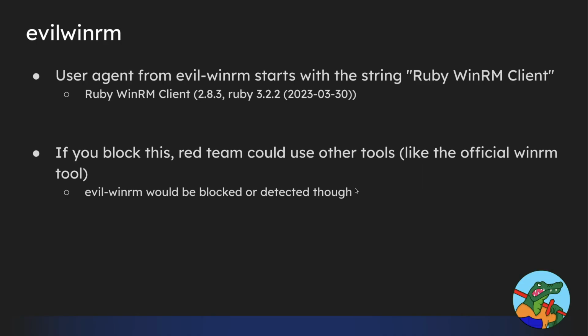Who remembers Evil WinRM? Evil WinRM, or WinRM rather, is something that actually works over HTTP, which means it has a user agent. And the user agent is Ruby WinRM client. That's suspicious. WinRM is a Windows legitimate executable, and the only people using Evil WinRM are probably going to be attackers, right? So you can look for the user agent, Ruby WinRM client. If that happens, someone's trying to log in as an attacker.